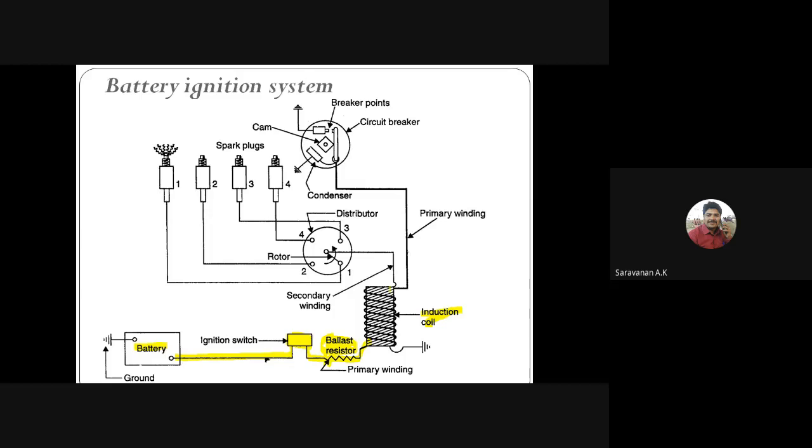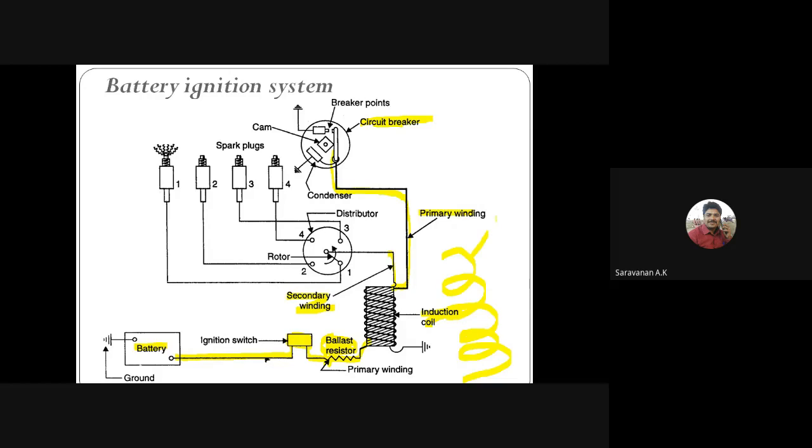After that, we have the induction coil, which will be connected through the circuit breaker, and another induction coil output. Here we have two types of winding: one is the primary winding and one is the secondary winding, right? The primary winding is the outer winding.